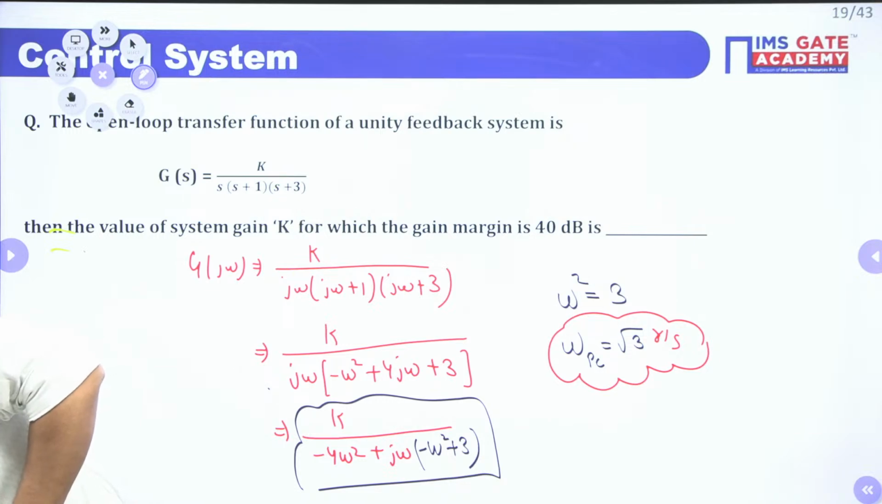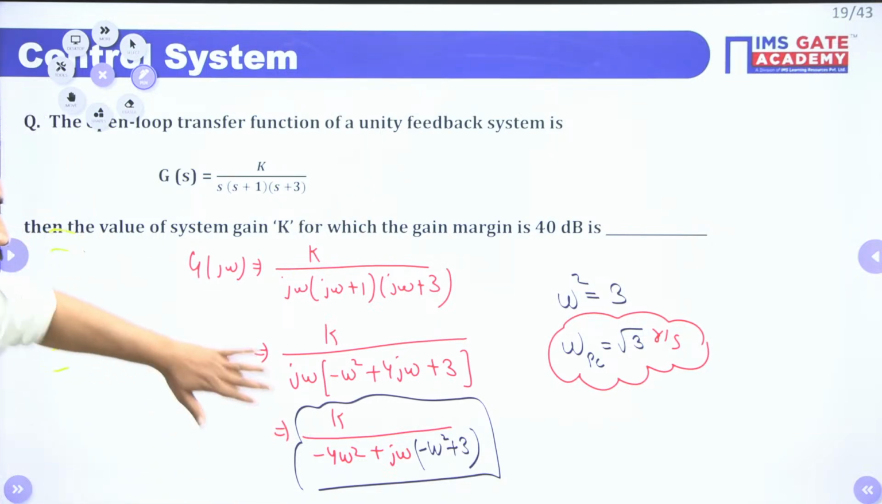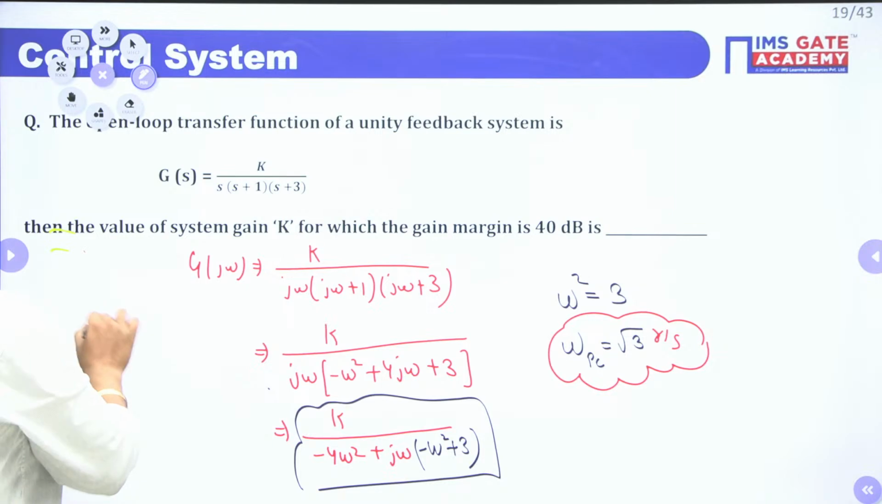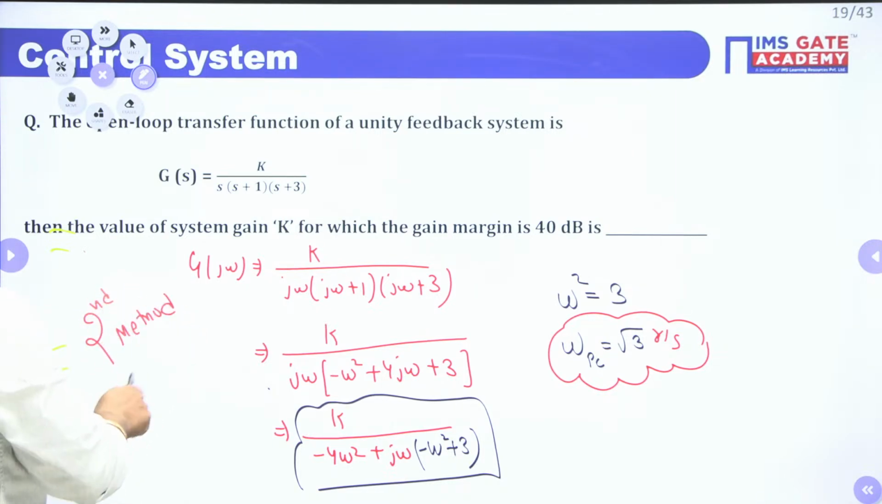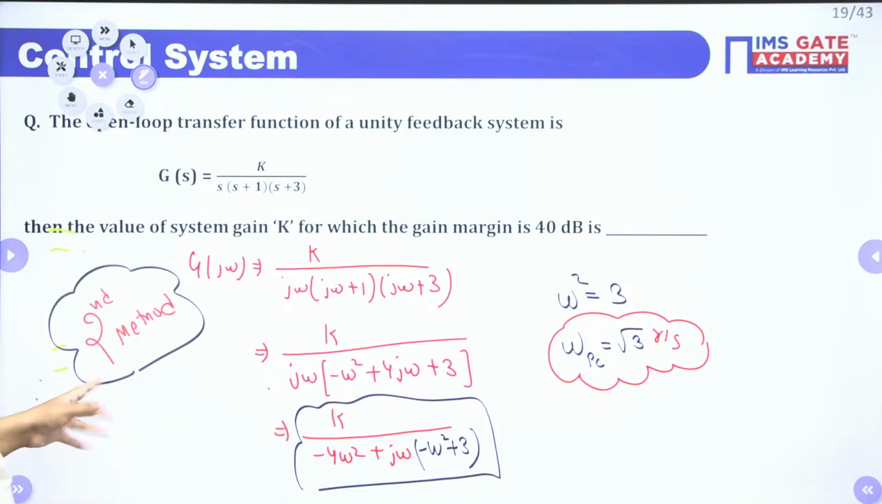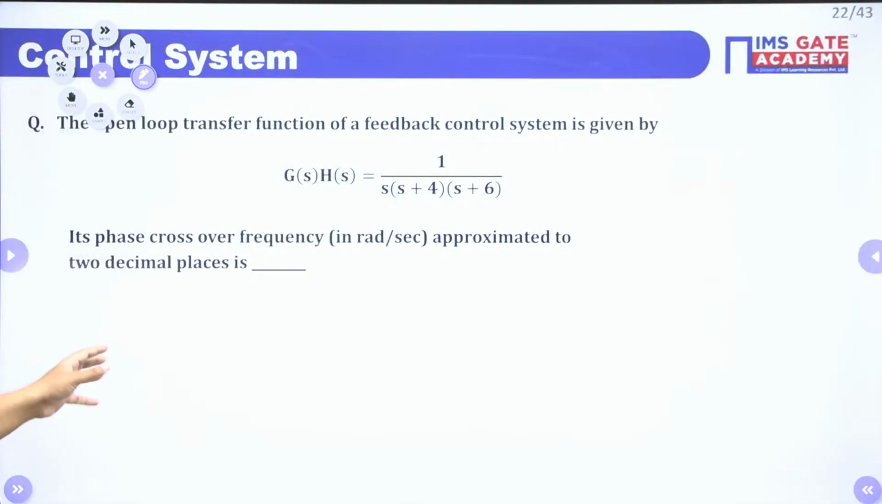So this is a different technique to find out omega PC. This is one way to find omega. This is the second approach, the second method to find out omega PC. This is the second question to find omega PC. In the same way, we can also find out omega PC here.